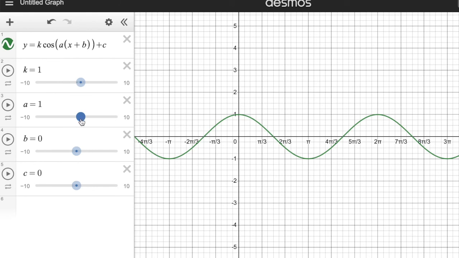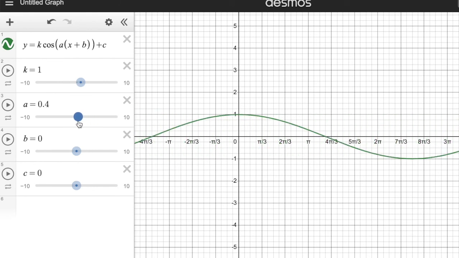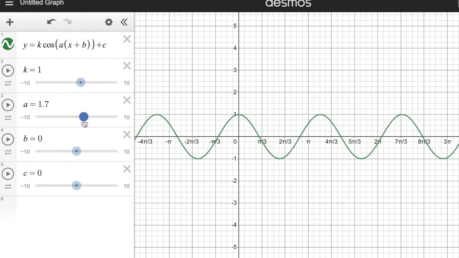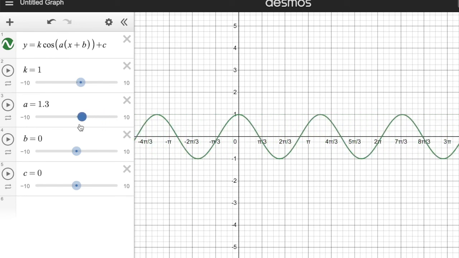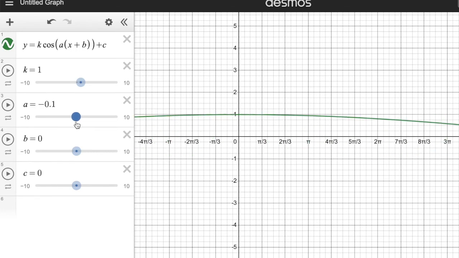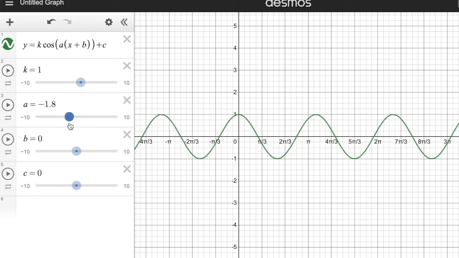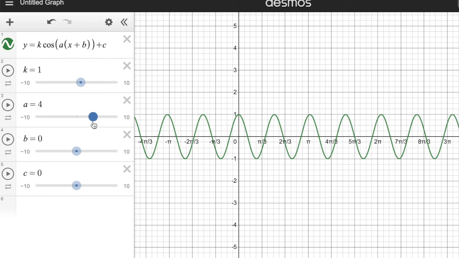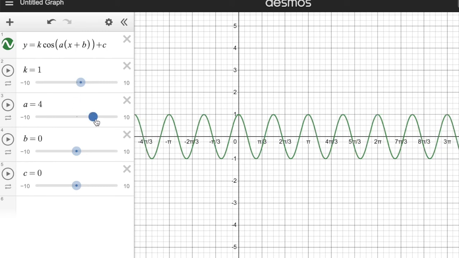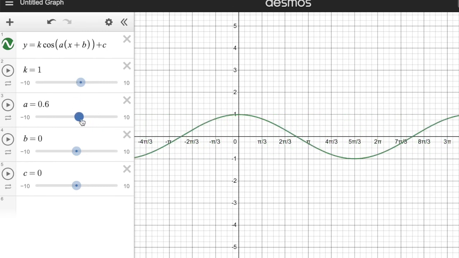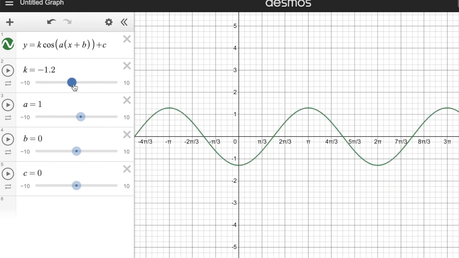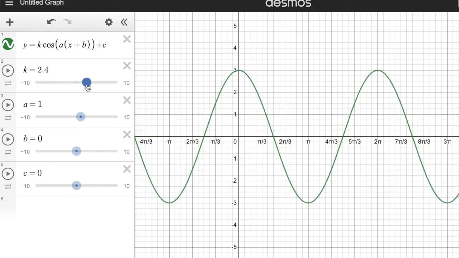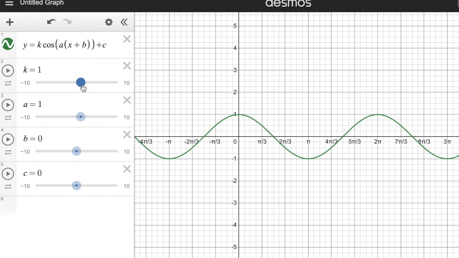So if I change my amplitude, sorry, that's not my amplitude, that's my a, that's my period. If I change my period, I make it bigger, it shrinks. I make it smaller, it spreads out. I make it negative, it reflects it through the y-axis. Okay, let's just put a back to 1. If I change my amplitude, it stretches it up and down, negative flips it through the x-axis. Let's go back to 1.